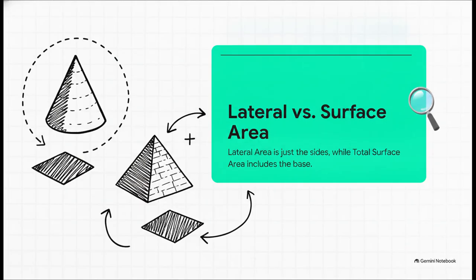When we talk about surface area for these shapes, we have to distinguish between 2 specific types. Lateral area, which we use a capital L for, is literally just the area of the sides, so the curved part of a cone, or those triangles on a pyramid. Total surface area, capital S, is the whole shebang. It's the lateral area plus the area of the base. Think of it like a tent. If you're just waterproofing the walls of a pyramid-shaped tent, you want the lateral area. But if you need to waterproof the walls and the floor, you need the total surface area.